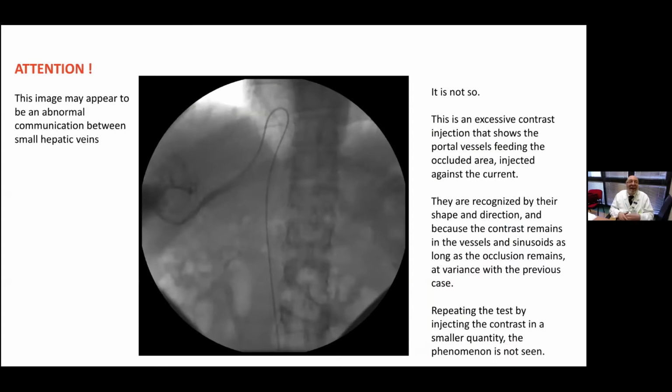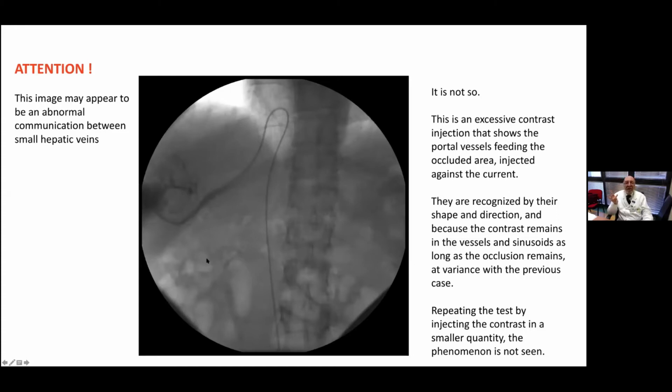And I show you another one. You see here the injection of the contrast in the sinusoids and some vessels here. And this image may appear to be an abnormal communication between small hepatic veins. No, but it is not so if you look with attention. This is an excessive injection of contrast that shows the portal vessels that feed the occluded area, injected against the current. They are recognized because you see the shape and the direction of these vessels, and particularly because the contrast remains in these vessels, but does not go away along the hepatic vein.